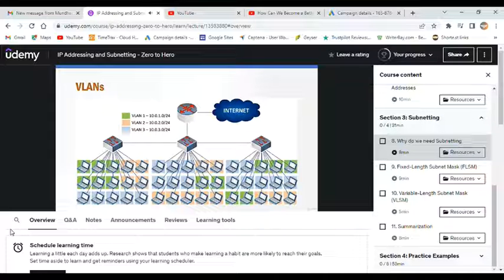So we want to segment this network into smaller parts. One way we can do that is using VLANs. VLAN stands for Virtual Local Area Network, and it's used to virtually separate different logical segments of a network. In this example, I used 3 VLANs, 10.0.1.0, 10.0.2.0, and 10.0.3.0. And these 3 networks are appropriately named VLAN 1, 2, and 3.